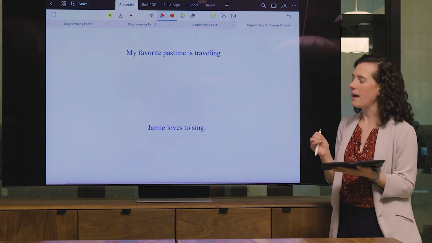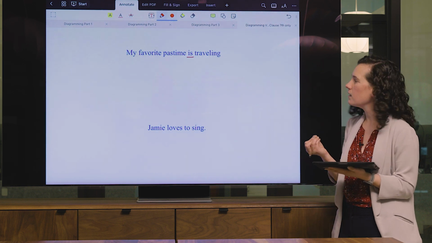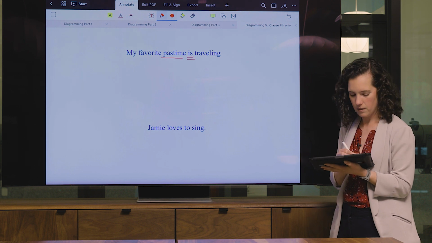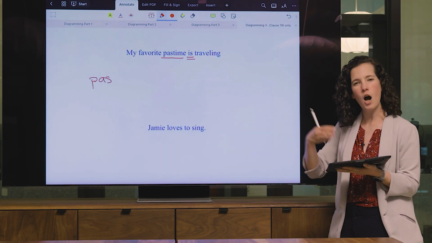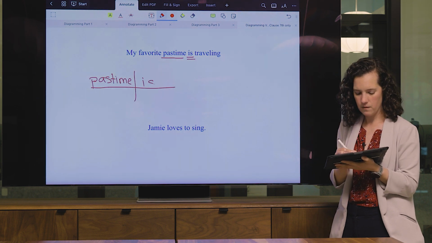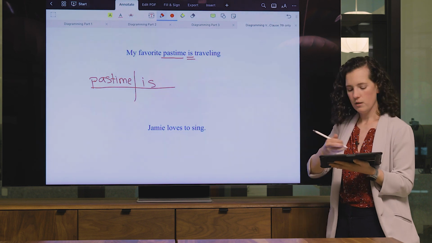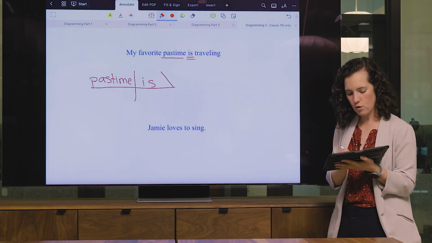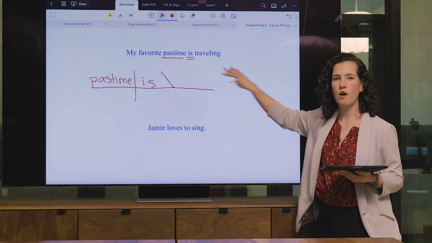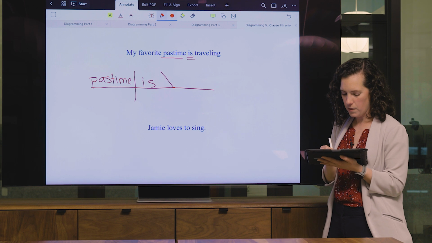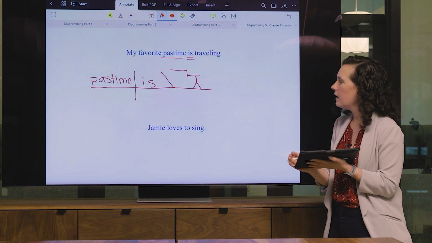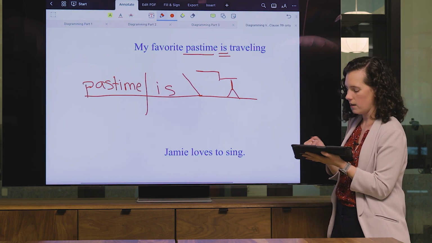Here, my favorite pastime is traveling. Is our verb, and our subject would be pastime. Pastime, meaning like a hobby that you've had. Pastime is a linking verb, so we use a slanted line to show that traveling is our predicate nominative. The pastime is this action of traveling. I like to travel. So we have our stilt shape and our stair shape, and then we write our word traveling across it.